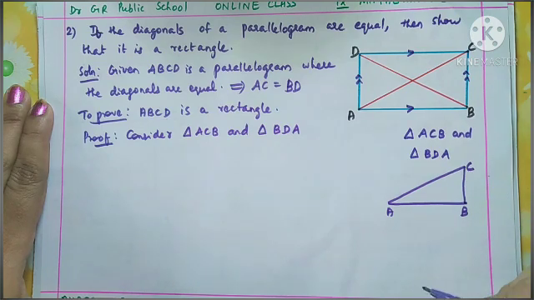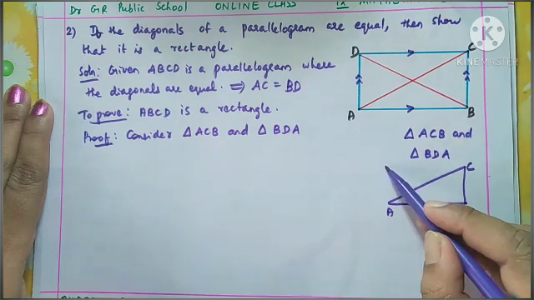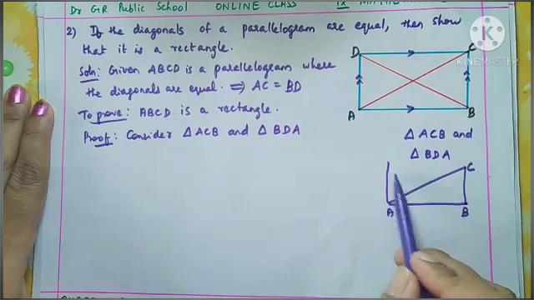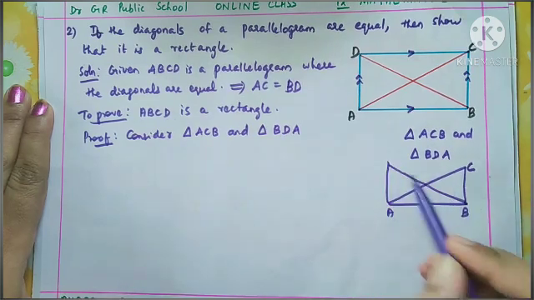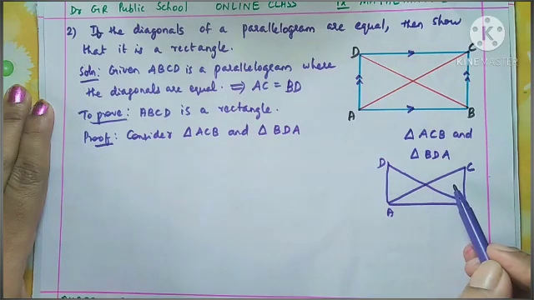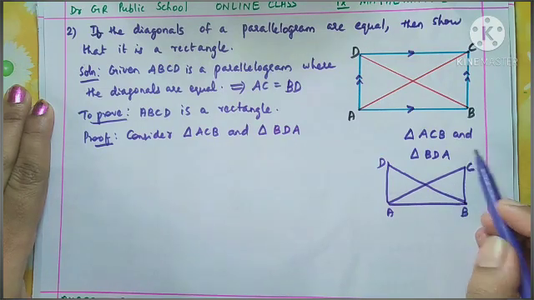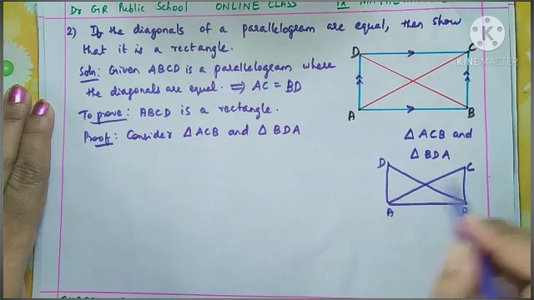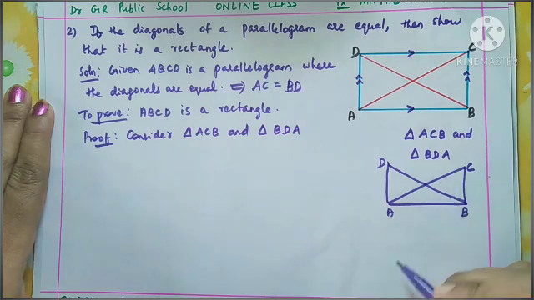So ACB, and here it is D. So these two triangles only we are considering. Now what are the things we can collect common in this or equal in this, we can say now.